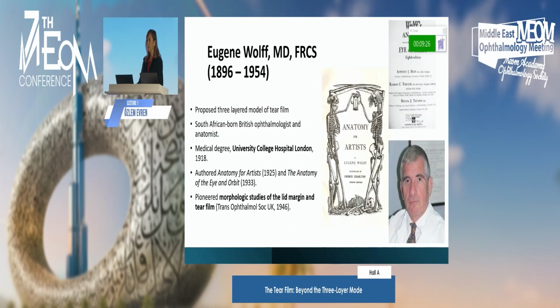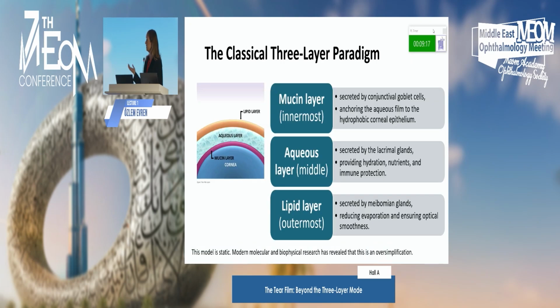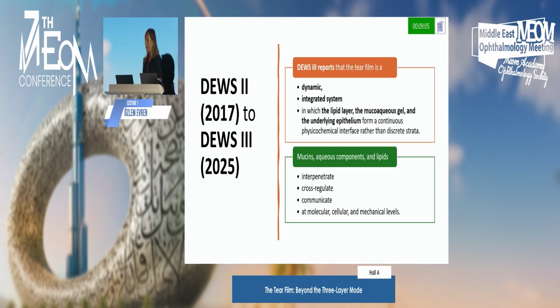Back in 1946, Eugene Wolff described the three layers of the tear film, and the way that he described it was an anatomical presentation. It was the mucin layer, aqueous layer, and lipid layer, as if they are not interacting with each other. But now, as we move forward, with DEWS 2 and DEWS 3, if you look at those, there is a continuum and there's an interaction between those layers.